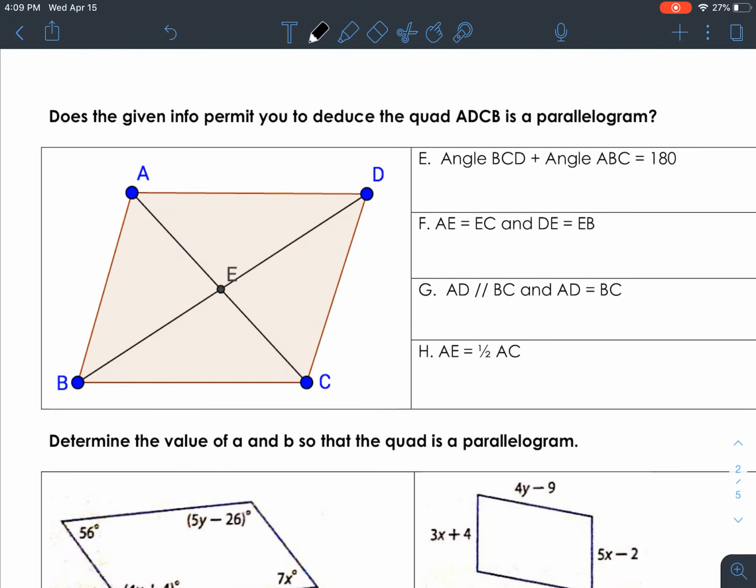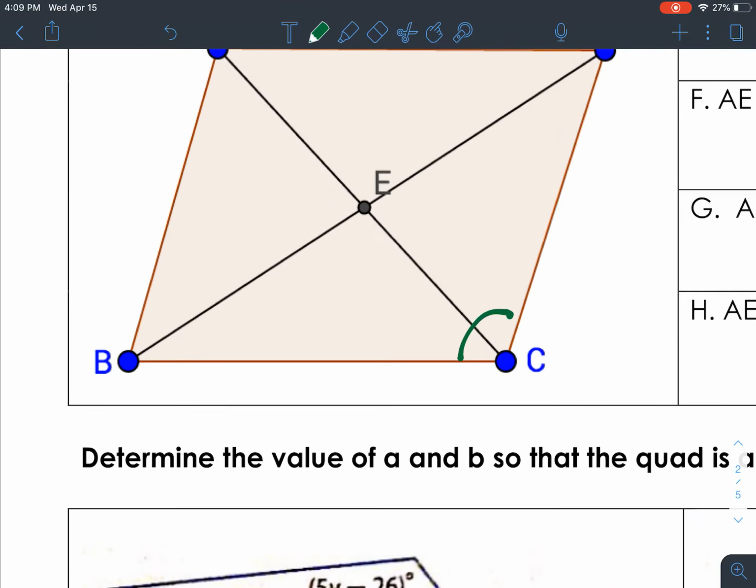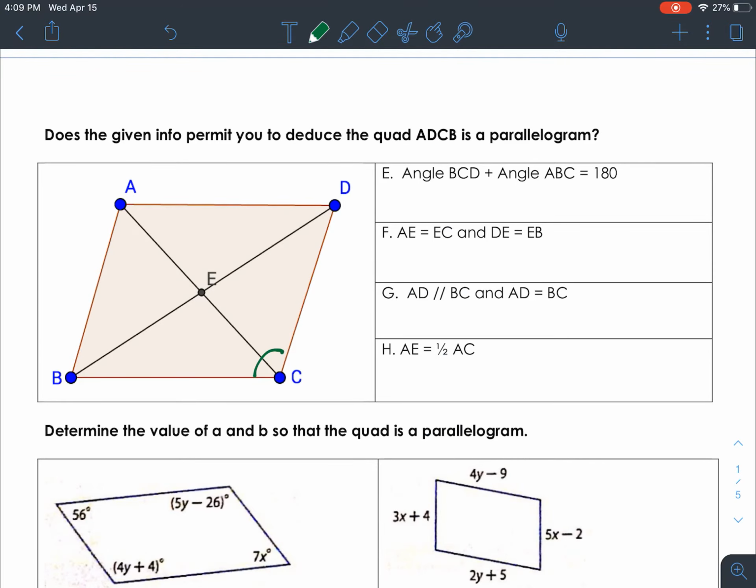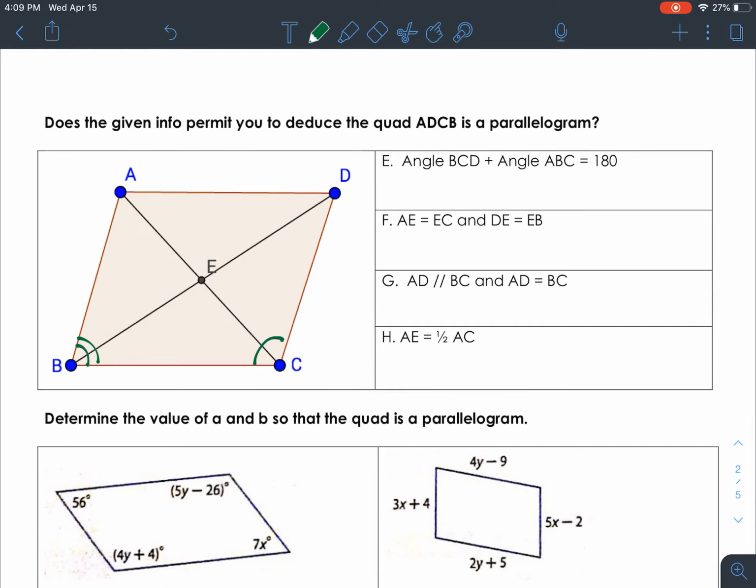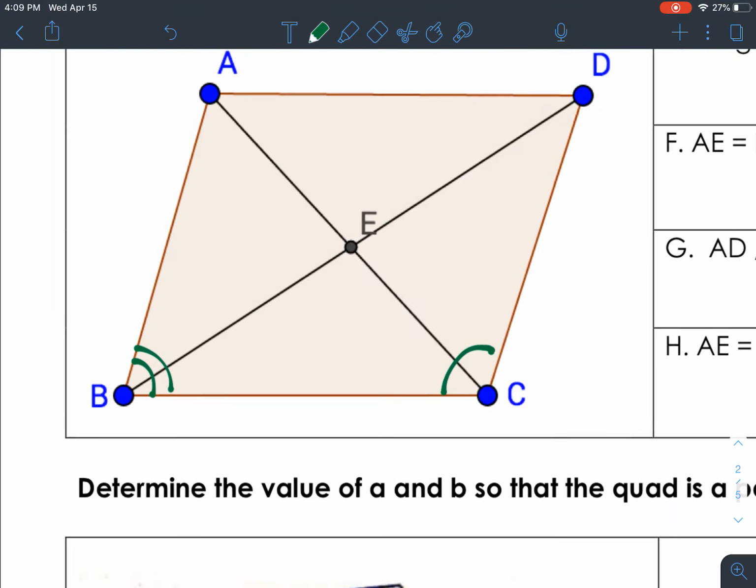Okay, so on this next one, it's asking us to do the exact same thing. If we go to E, it says, if I know the angle BCD, so it's this angle right here, plus this angle of ABC is equal to 180, is that enough information to state that that's a parallelogram? Well, the answer to this one is no.